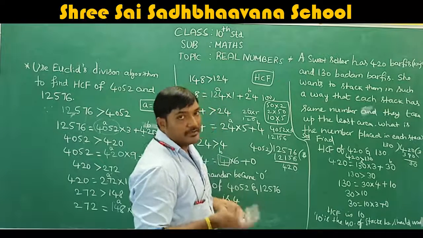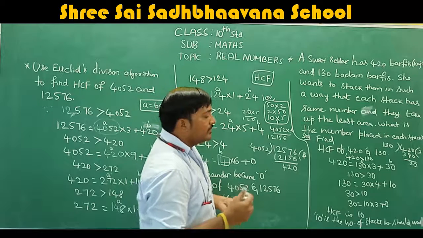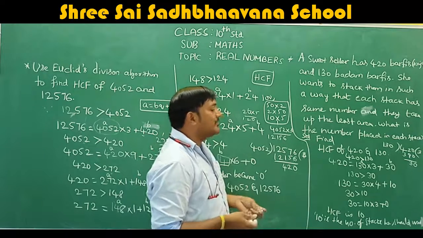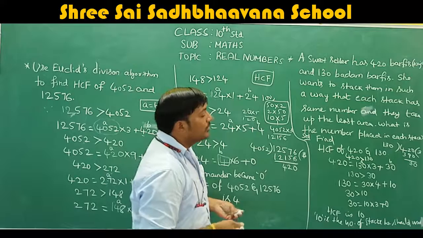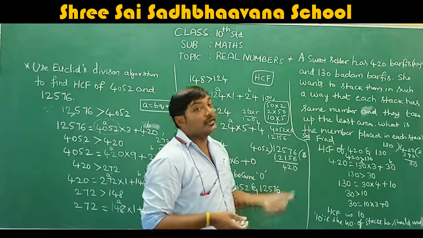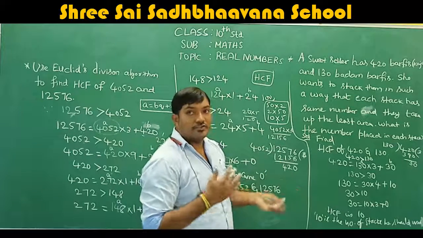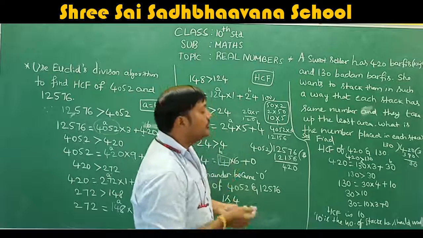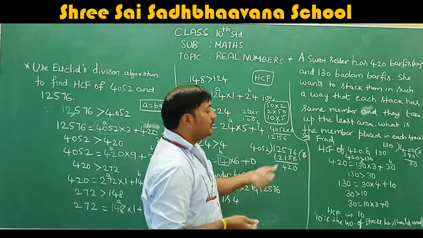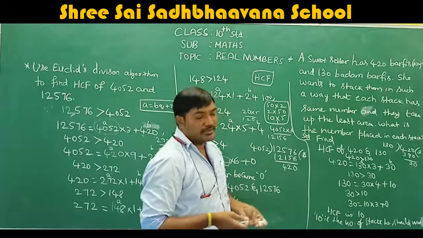And 30 and 10. Again, 30 is greater than 10. Take A as 30, B as 10. So 30 is 10 into 3 plus 0. At last, we got 0 as the remainder. So stop the process and the HCF we will get is 10, which is the divisor in that case.